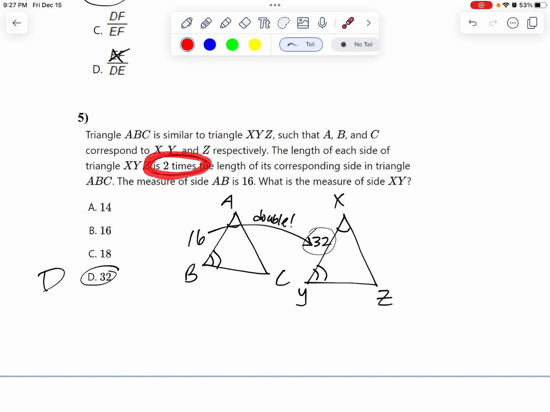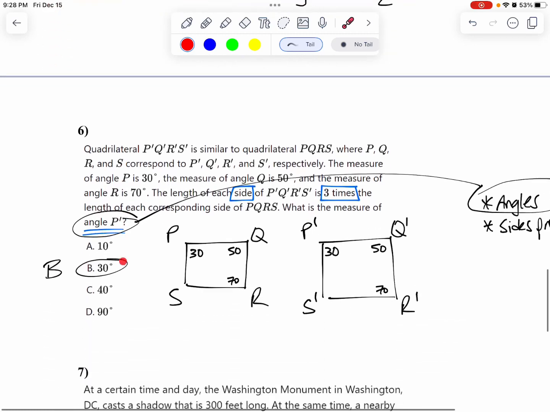One of the triangles is double the size of the other one. And they're telling me that AB is 16. Great, that's right here. AB is 16. That matches up with this side, and I know that it is double. Very simple. I'm telling you, most times the answer will be either double or triple. They make it simple for you, but it can be very confusing if you do not have a picture to look at. That is why we get 32 for number 5.